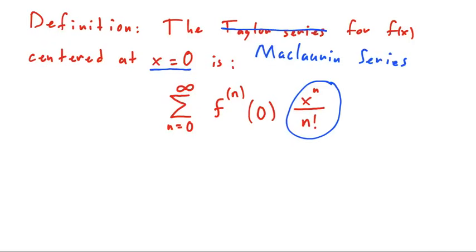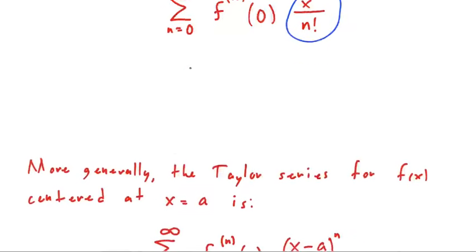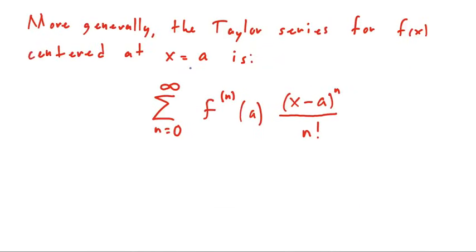In general, if we center around a different value a, other than 0, we have a general Taylor series. Here's the definition for a general Taylor series. When we center around x equals a, we take the nth derivative of the function evaluated at a, and we have x minus a to the n divided by n factorial. Using this formula, we can find power series that represent a given function f of x.